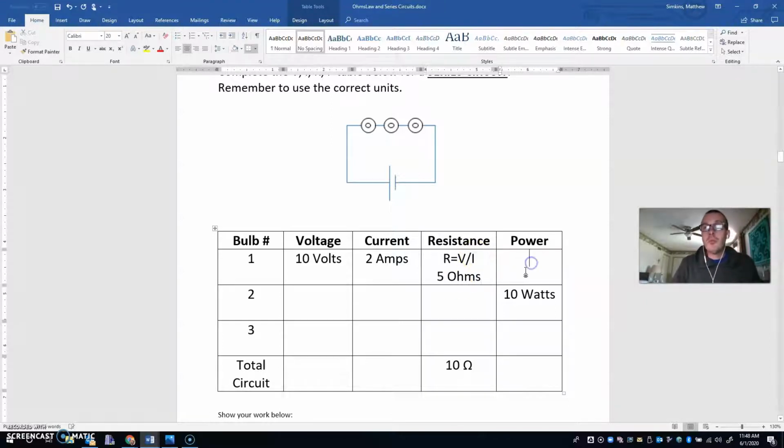Okay. Now power P equals IV. That's from the table on the previous page again. I times V, current times volts, would be 20 watts. All right, now here's the big idea.